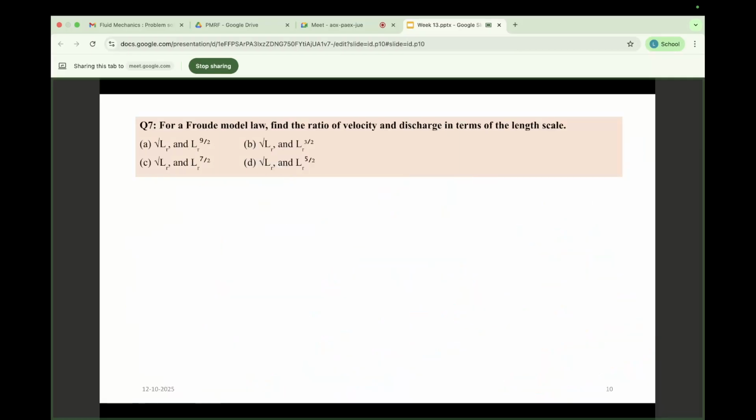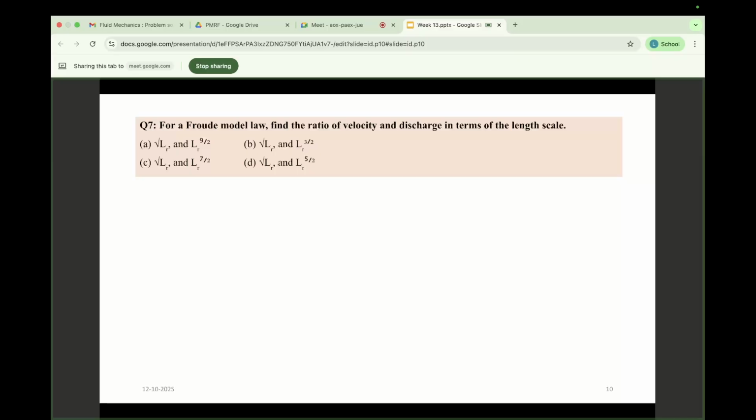So I'm moving to the next one. The concept next is based on your seventh module, where we have studied dynamic similarity, or the non-dimensional numbers: Froude number, Reynolds number, Weber number, and all these things. Please go through this. Some important questions will definitely come. This question is regarding dynamic similarity in an open channel flow.